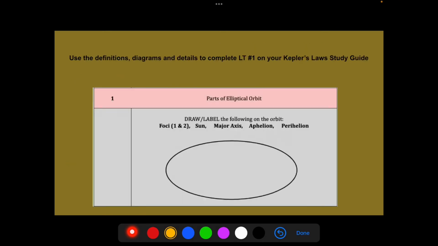Okay, so we've completed learning target 1. We've talked about the parts of an elliptical orbit. We're going to keep moving in this video, but at this point you should be able to very confidently go in and answer learning target 1.